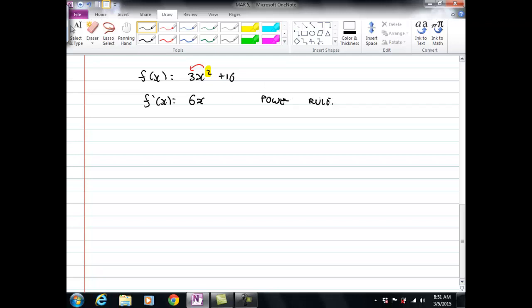Before I start the next set of rules, I have to teach you more abbreviations. F prime of x can also be written in another notation. See? F prime of x really was about the limit stuff. The limit as h approaches 0 of f of x plus h minus f of x.